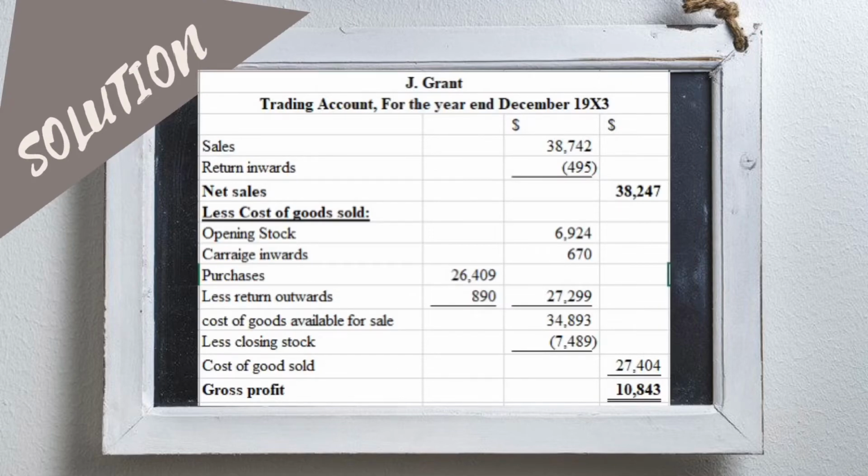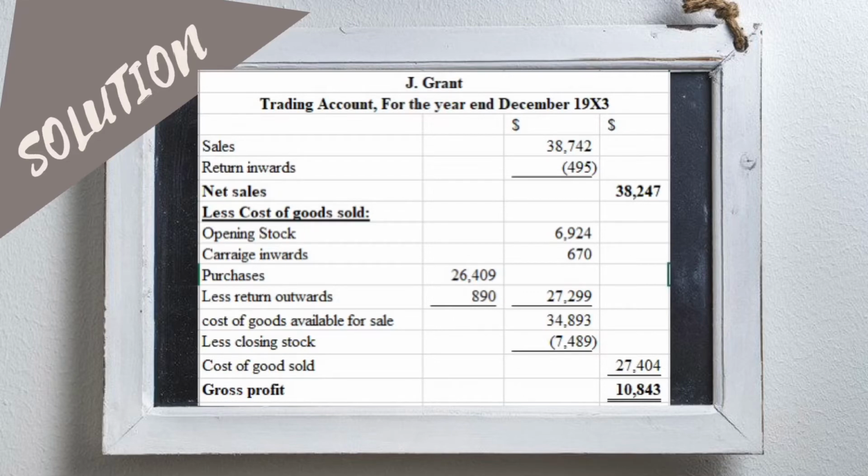There are 3 items in the solution that were not in the format earlier, and that would pose a challenge if we were to swap the format. Now, knowing the nature of these items and what they are will allow us to treat them the right way. Return inwards, for instance. J. Grant made a sale. The customer returned the item, and so he no longer has the dollar value in sales. So the sales would reduce by that amount.